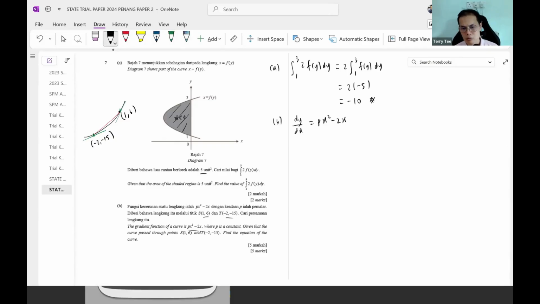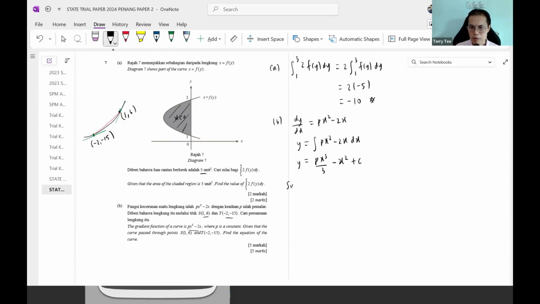So a common mistake is for students to go and find the gradient of these 2 points, right? And then they sub inside dy dx, which is incorrect. So what you need to do instead is to integrate your dy dx, your gradient function, to find the equation of the curve. This is px cubed over 3. This is 2x squared over 2. I cancel it. I write x squared. It's just x squared plus c.